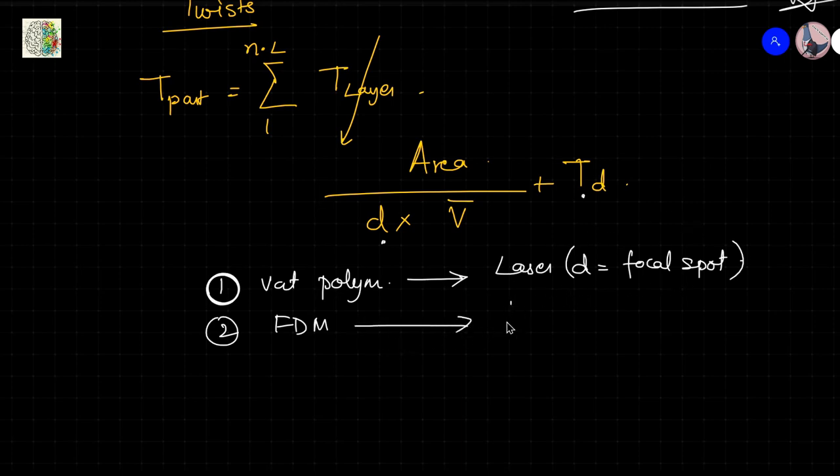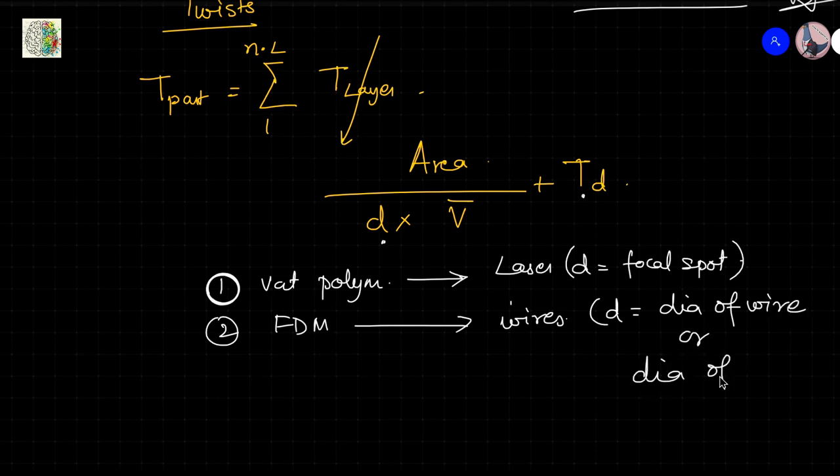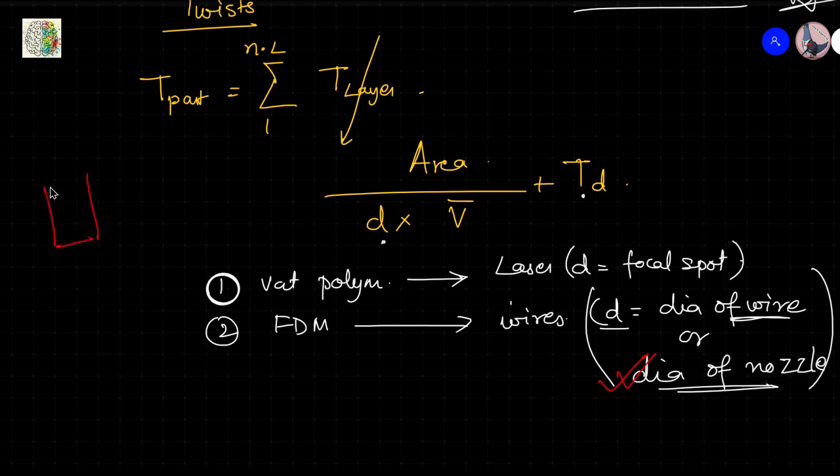Whereas in FDM we use wires, so this D will be the dia of wire or the dia of nozzle. If any one of them is given, use that. But if both are given, the dia of wire and the dia of nozzle, then you will choose the dia of nozzle. Suppose this is your nozzle and in this there is some input of wire, with capital A, but at the end the nozzle dia is small a, and material is coming out from this only. So you always take the dia of nozzle, but if it is not given and dia of wire is given, use that. Velocity will be the printing velocity only, area will be what is being printed, and this TD will be the time delay.